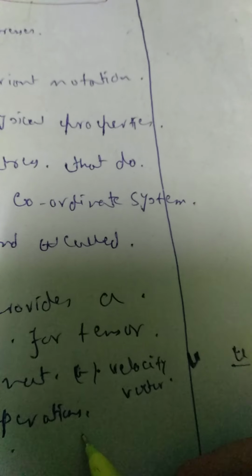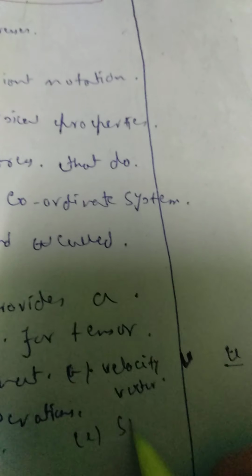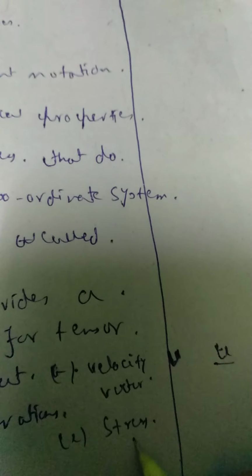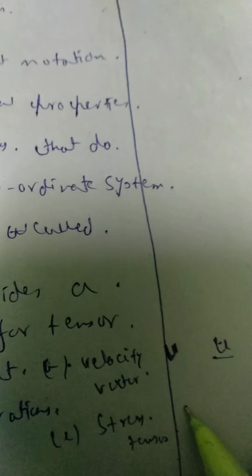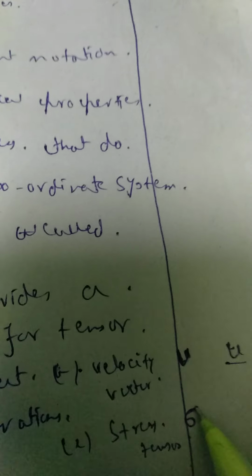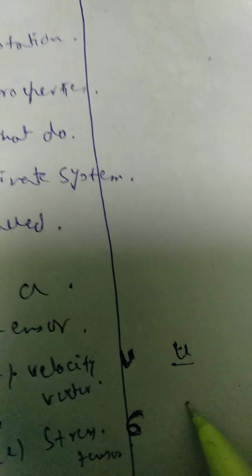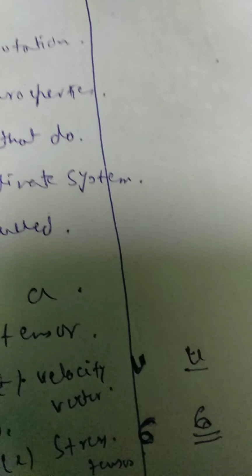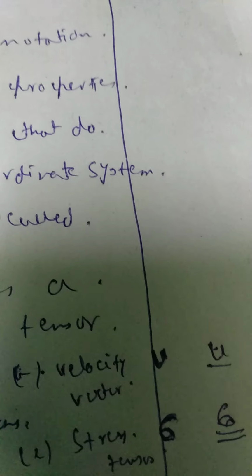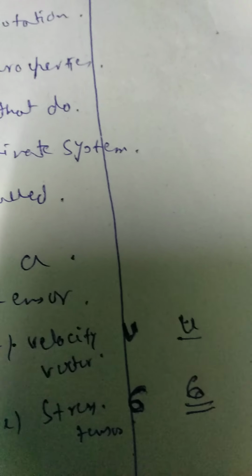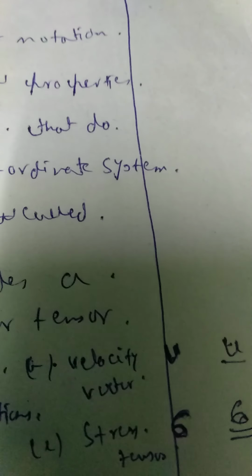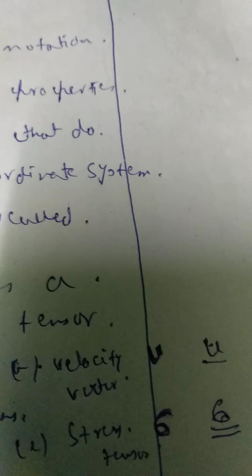Similarly, for the stress tensor, in the computer we write a bold sigma, but when we write in our copy, we write sigma and two dashes below it. So this is how direct notation is being used. Sigma and two dashes, we'll discuss later why we put two dashes over here.